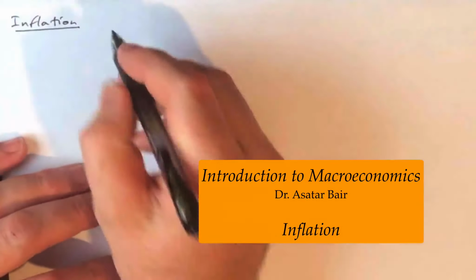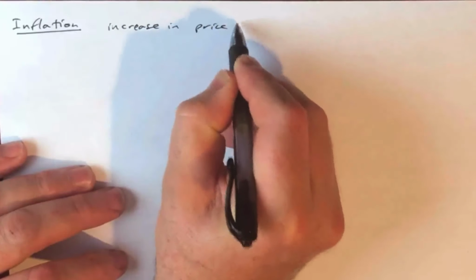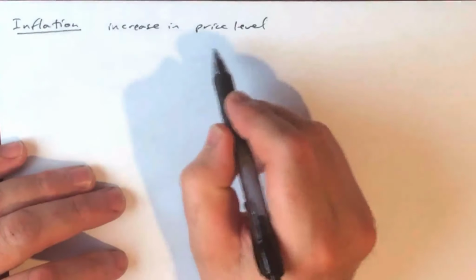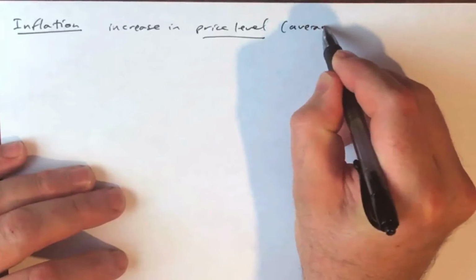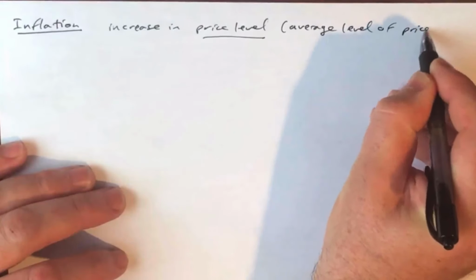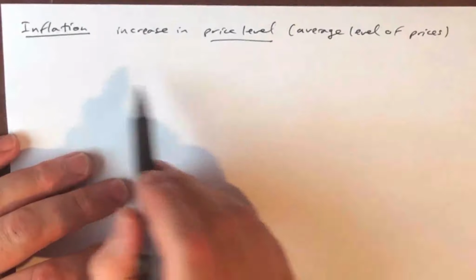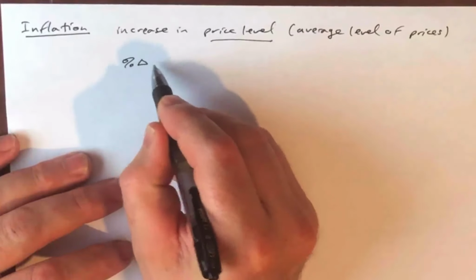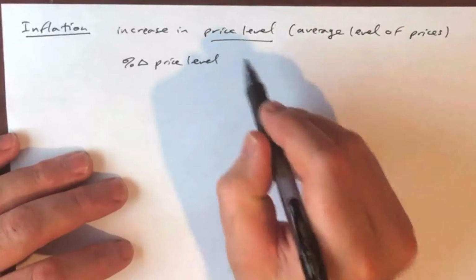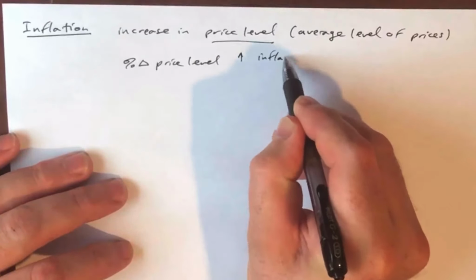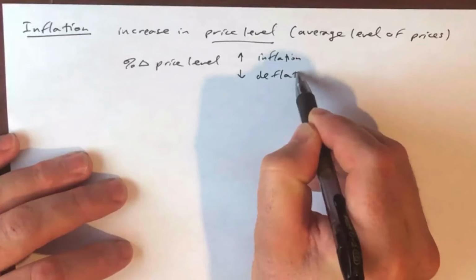Inflation is one of our big three economic statistics, along with GDP and unemployment. These are primary measures that we use to assess the economy. Inflation represents an increase in the price level, and what we mean by price level is the average level of prices. In general, a percentage change in the price level, if it's an increase, is inflation, and if it's a decrease, that is deflation.